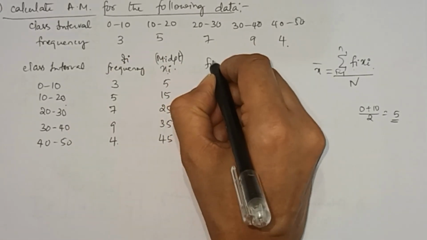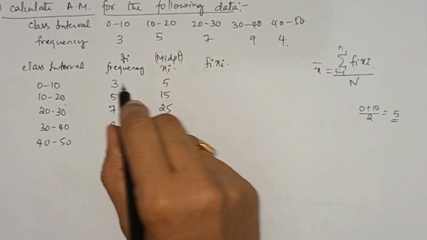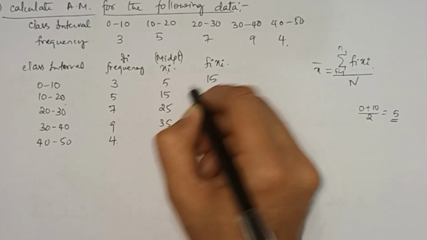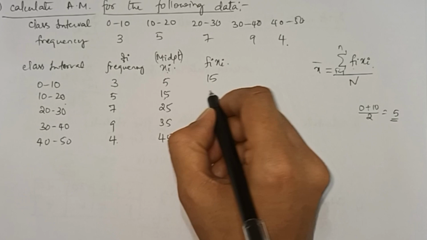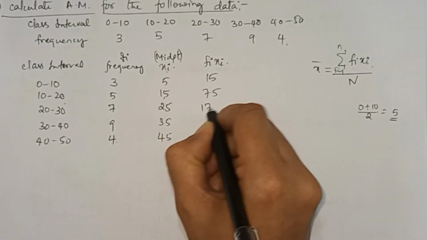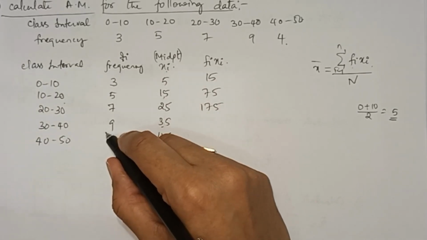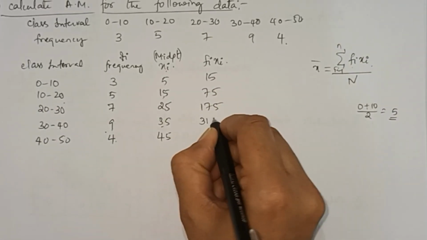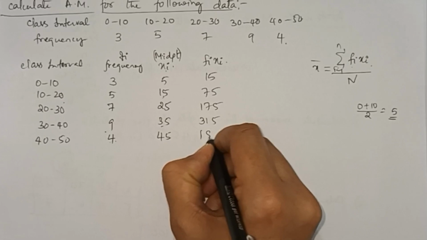Now you can calculate fi into xi. So 5 times 3 is 15. Here 15 times 5 is 75. Then 25 times 7 is 175. 35 times 9 is 315 and 45 times 4 is 180.